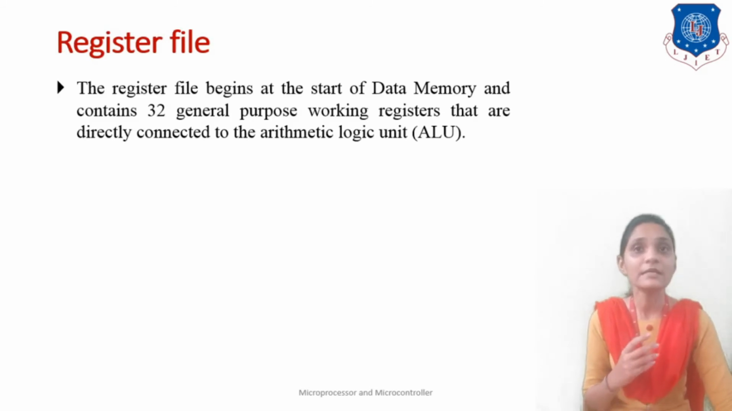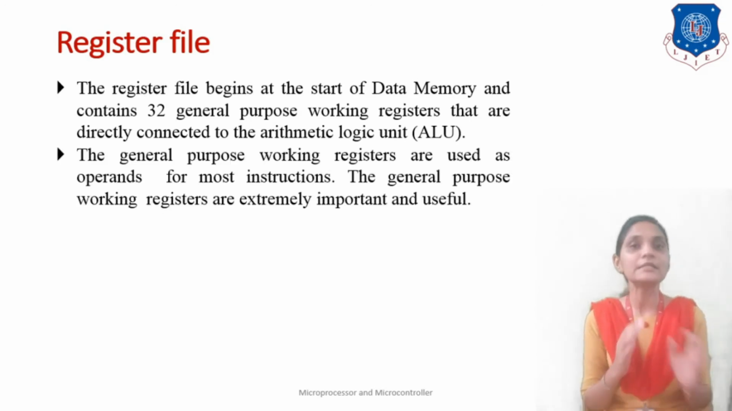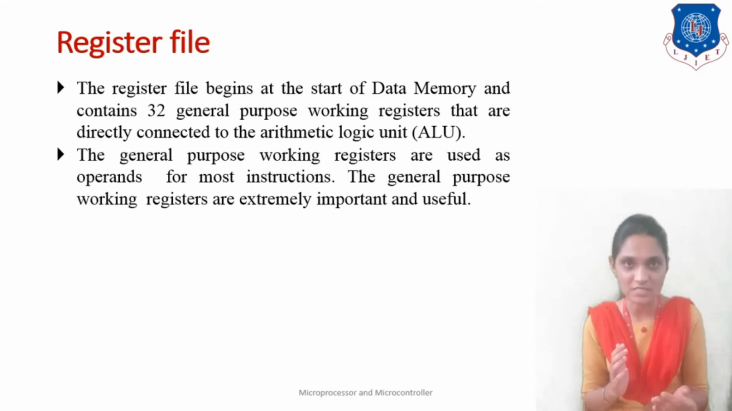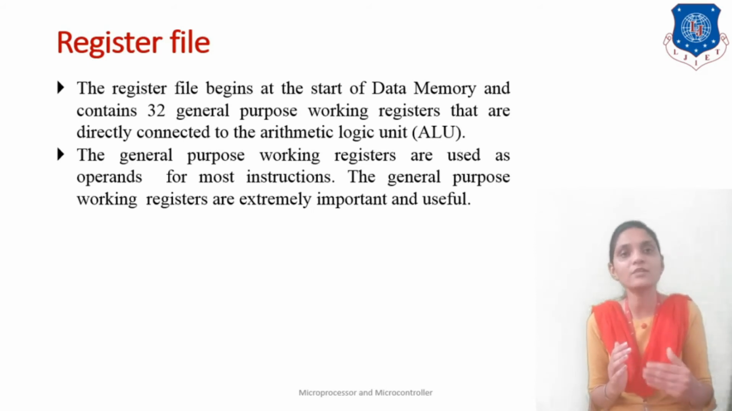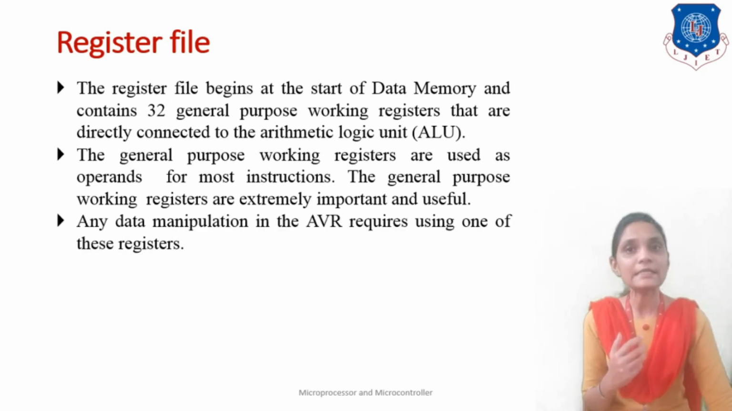The register file is the first part of your data memory. It begins at the start of the data memory, and it contains a total of 32 general purpose working registers that are directly connected to the ALU, that is your arithmetic and logical unit. The general purpose working registers are used as an operand for most of the instructions. They are extremely important and useful because they are used for all arithmetic and logical operations, and they are directly connected to the ALU. Okay, any data manipulation requires using one of the registers.